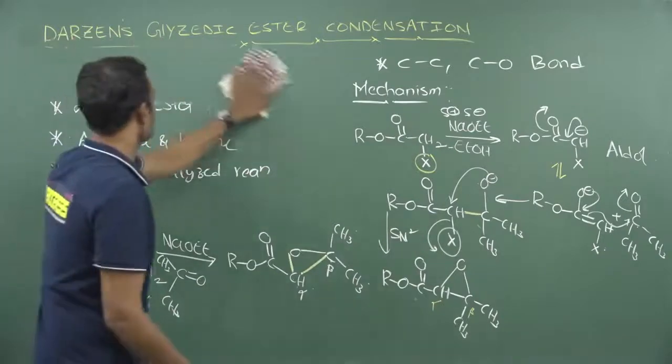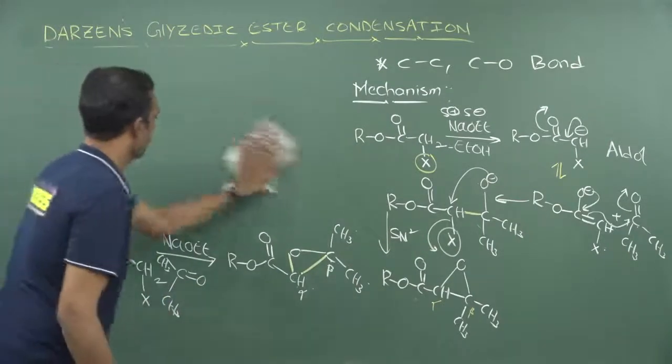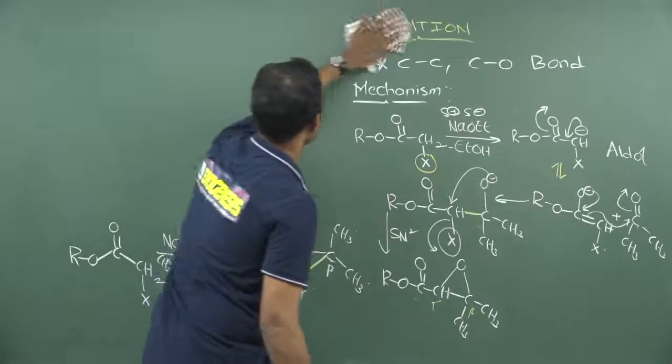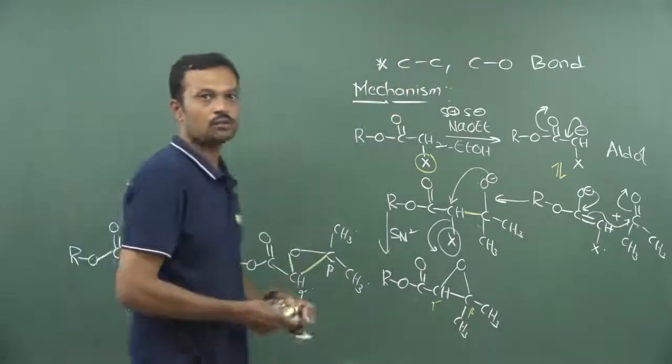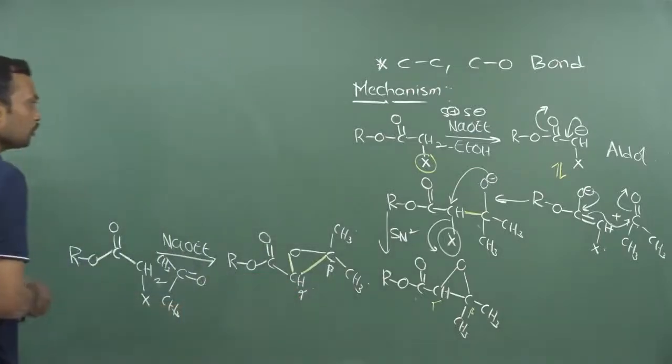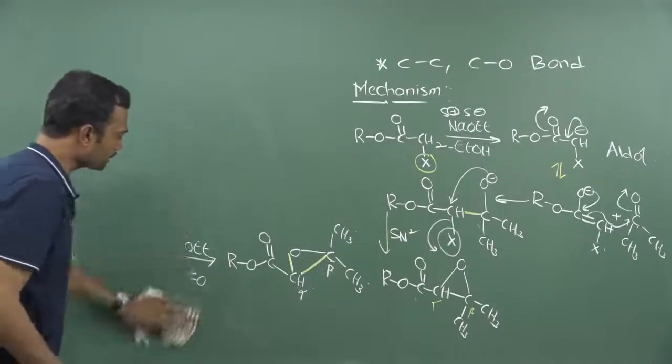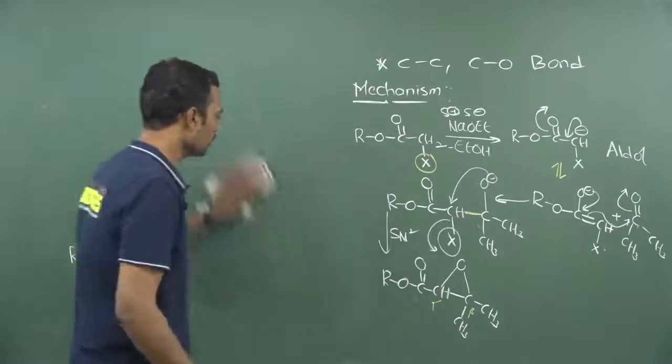Okay, so that is the one. Now go through one more. Here I will show some shortcuts and how to predict the product. So every time, whenever an ester or any molecule is given, if you want to predict the glycidic ester product, only one thing you need to do.